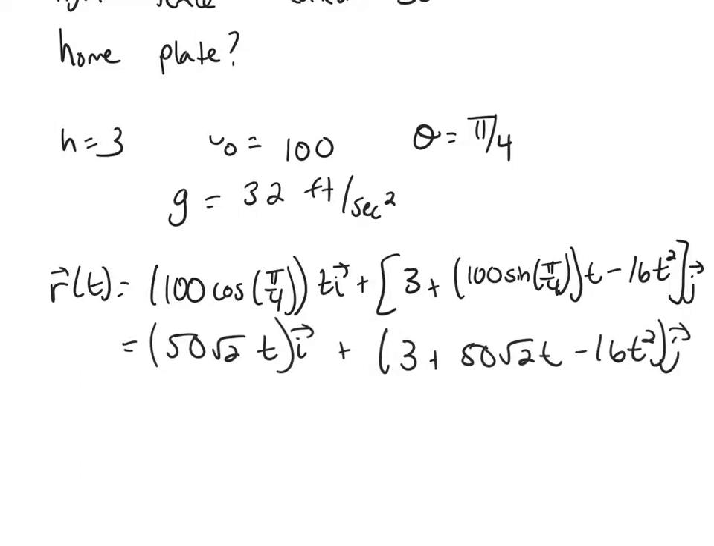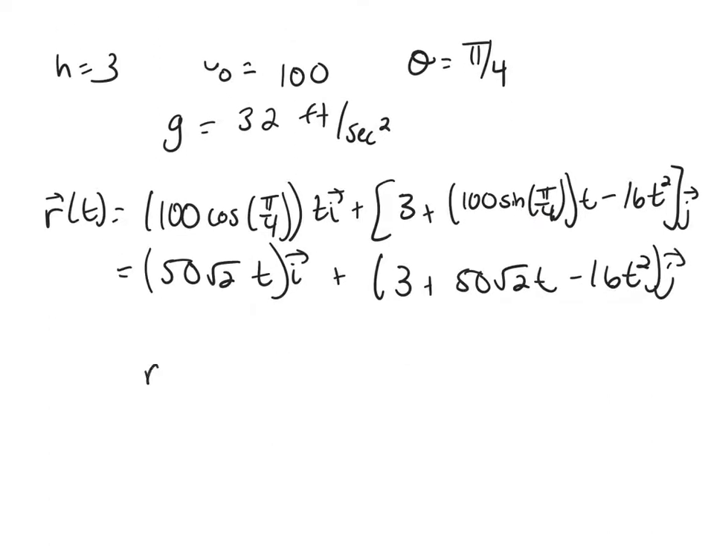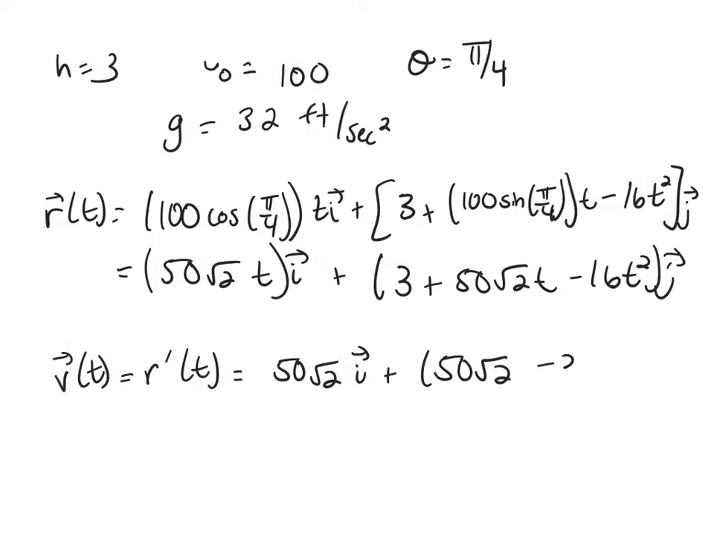So then I'm going to take the derivative of my position vector, r prime of t, and that'll give me velocity. So 50 square root of 2 i plus 50 square root of 2 minus 32t j.